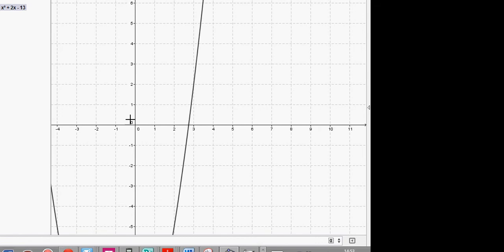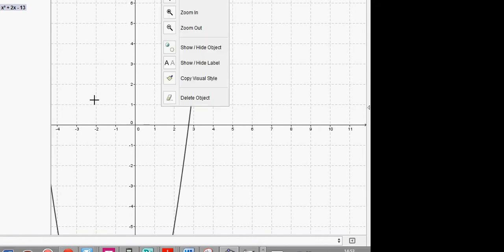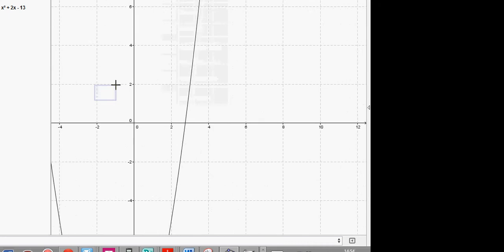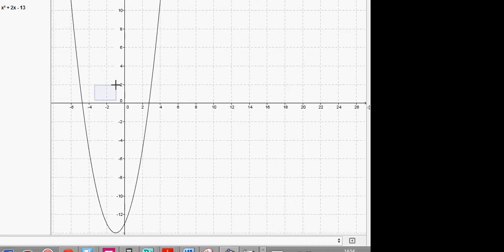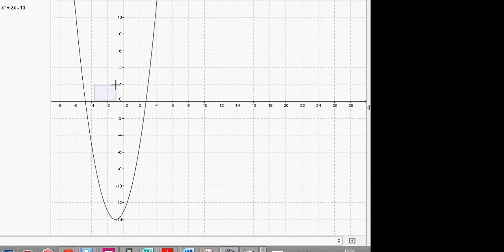What about that one? Which one do you think this one is? I'll say no. Which one do you think this one is? This one is x squared plus 2x minus 13. In part 2 of the question, what point did they say was on it? 3, 2. 3, 2 is located there. See it? Halfway between 2 and 4 and up 2.